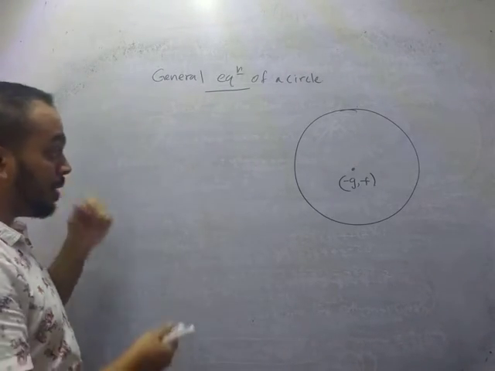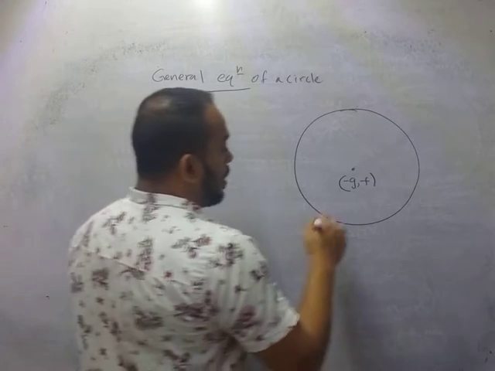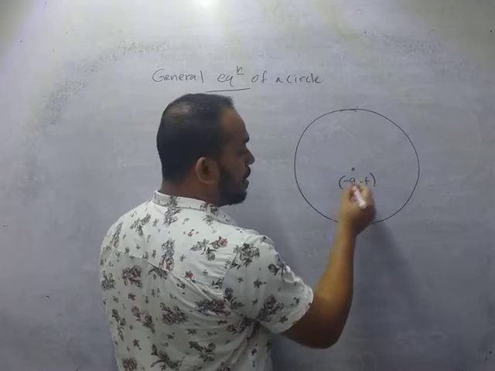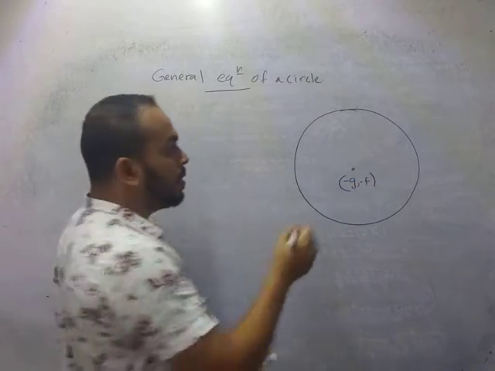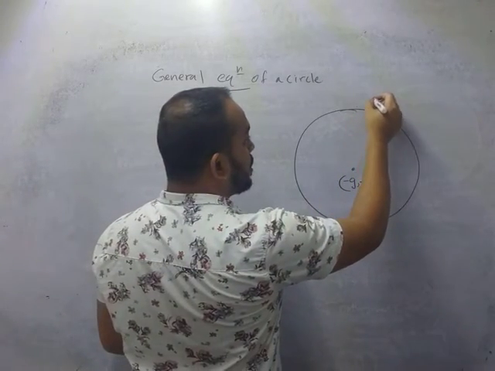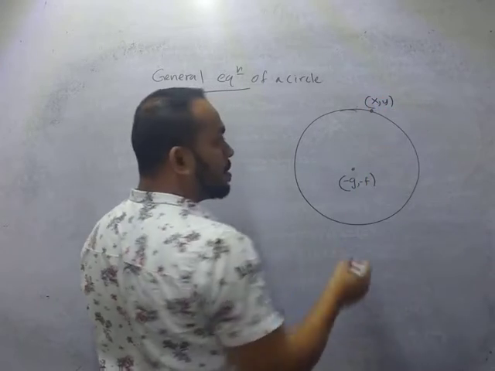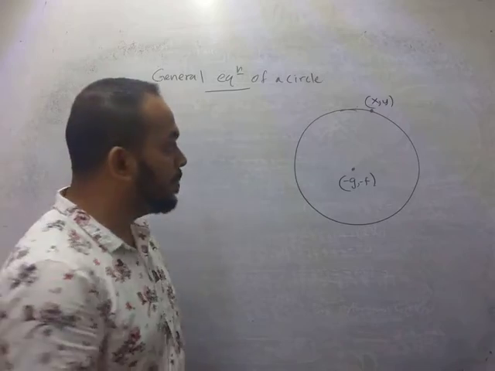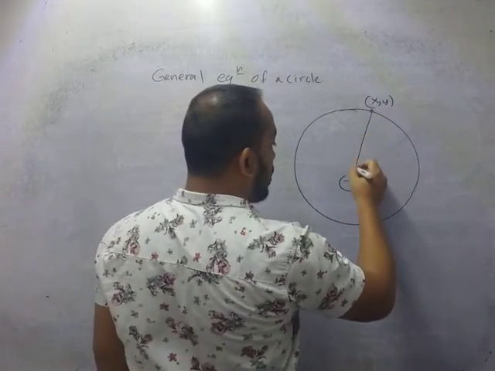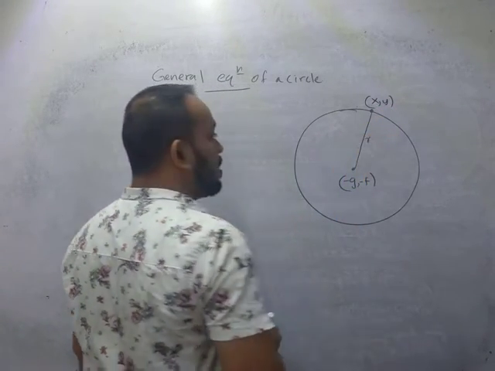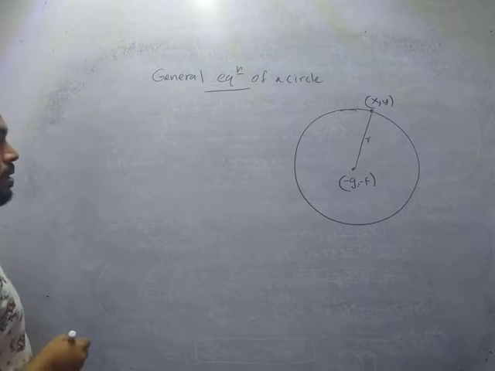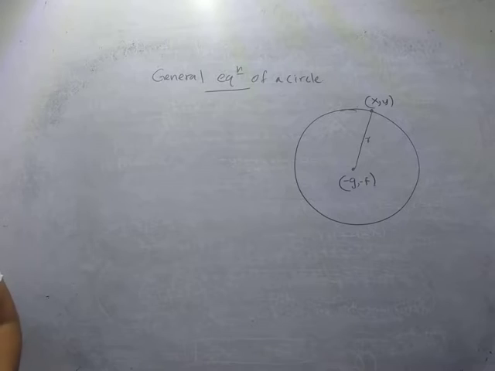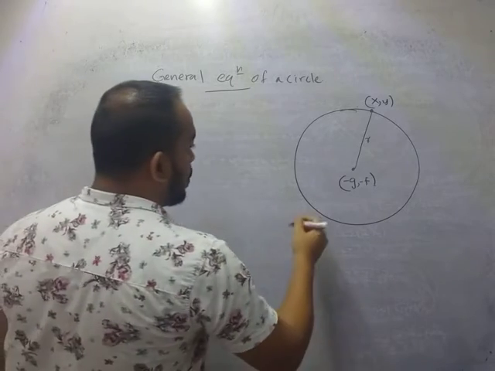So here's the thing. Now instead of a and b, we take (-g, -f) as the center coordinate. Then we pick a point (x, y) on the circle. This point represents any point on the circle. Now we know that the radius is equal to r. So using this, we can get a relationship.